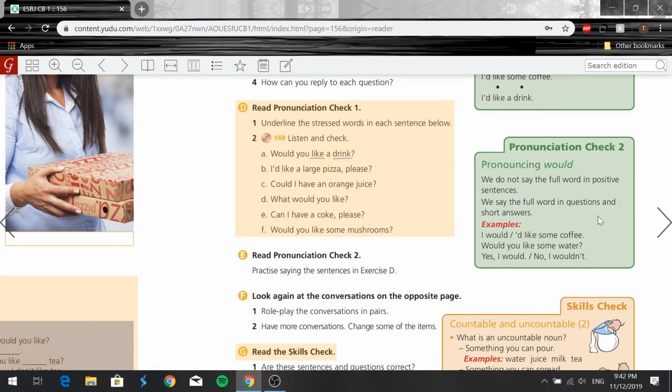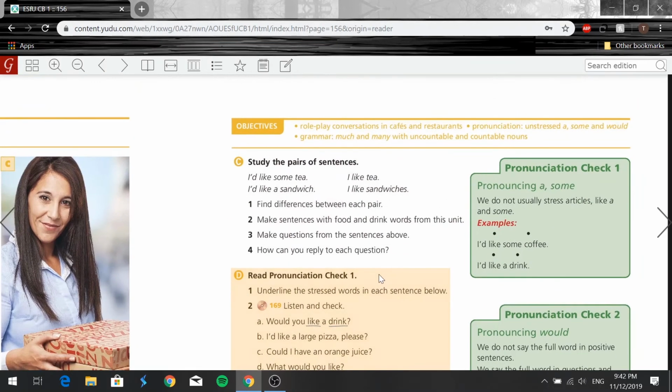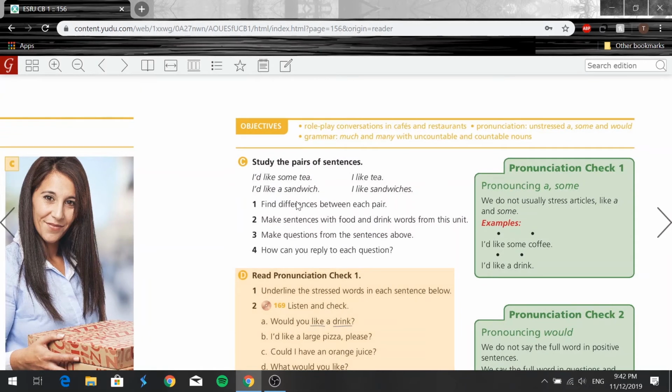Again, one more time. So if I'm asking a question, so would you like some water? Would you like a sandwich? I'll say the word would. Fine. Okay? Even when I'm giving a short answer. So yes, I would. No, I would not, or I wouldn't in this case. Okay? You could use the full word, no problem. But if you're giving a positive sentence like above, like say, I'd like some tea, I'd like a sandwich, you never say the full word.